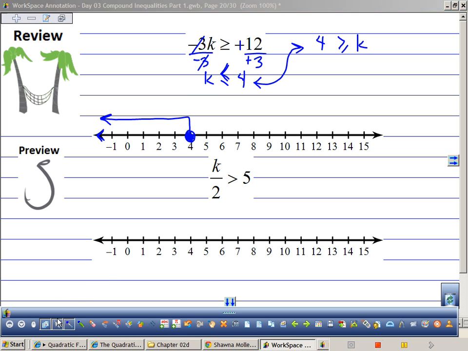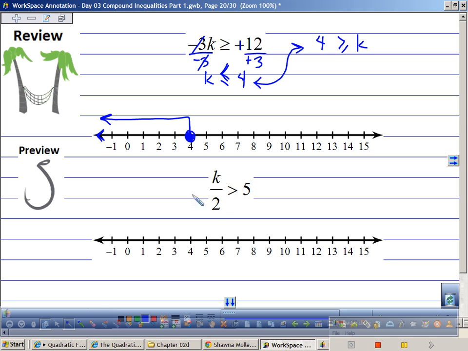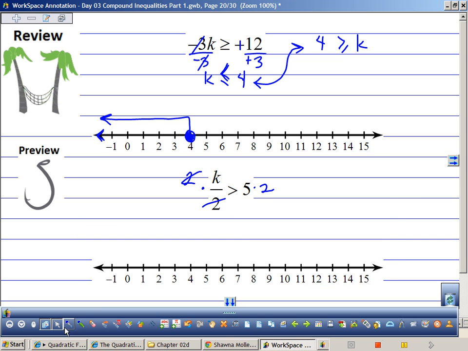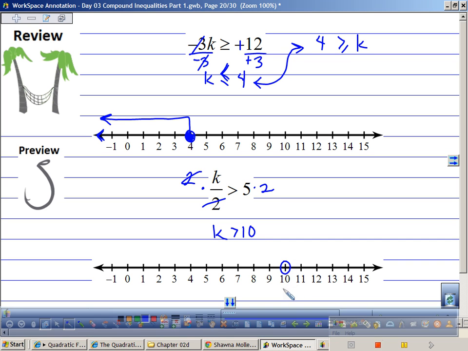Okay, what about this one? How would I solve for this one? Michael, would I have to flip the sign for this one? Am I multiplying or dividing by a negative? So I wouldn't have to. So when I multiply by 2 to both sides, I just have k is greater than 10. So I go to 10. Is that going to be an open circle, Michael, or a closed circle?